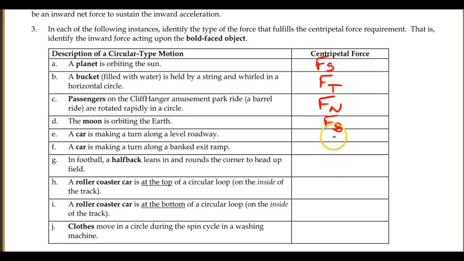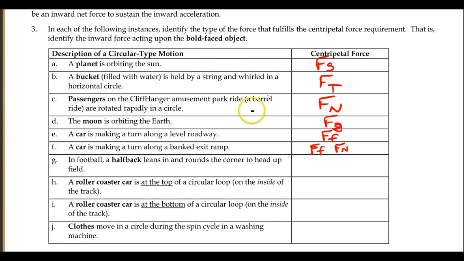A car making a turn along a level roadway, that's going to be the force of friction. It's the friction of your tires that allows you to make the turn. A car is making a turn along a banked exit ramp. Now, here we have the friction from the tires, but since it's banked, we're also going to get some normal force pointing toward the center of the curve. So you can go faster around a banked curve than you can on a flat, level surface. That's why NASCAR uses those nice big curves with the big angle that they do.